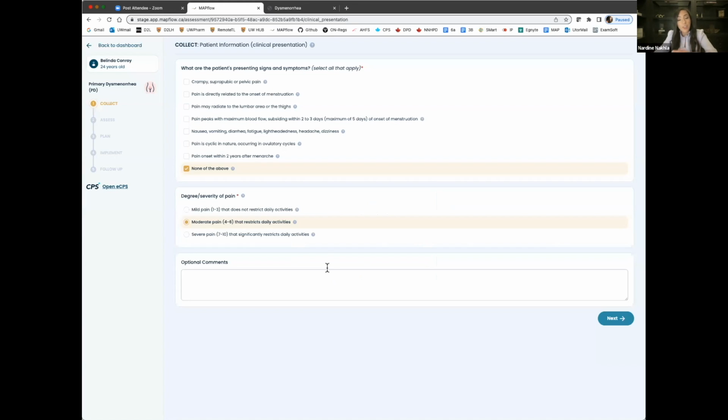But if that was a mistake, you can click cancel and go back and read about all the different signs and symptoms. If somebody didn't know what suprapubic meant, you can hover over this question mark, which is our tooltip, and it defines it for you. So it gives you a lot of information.